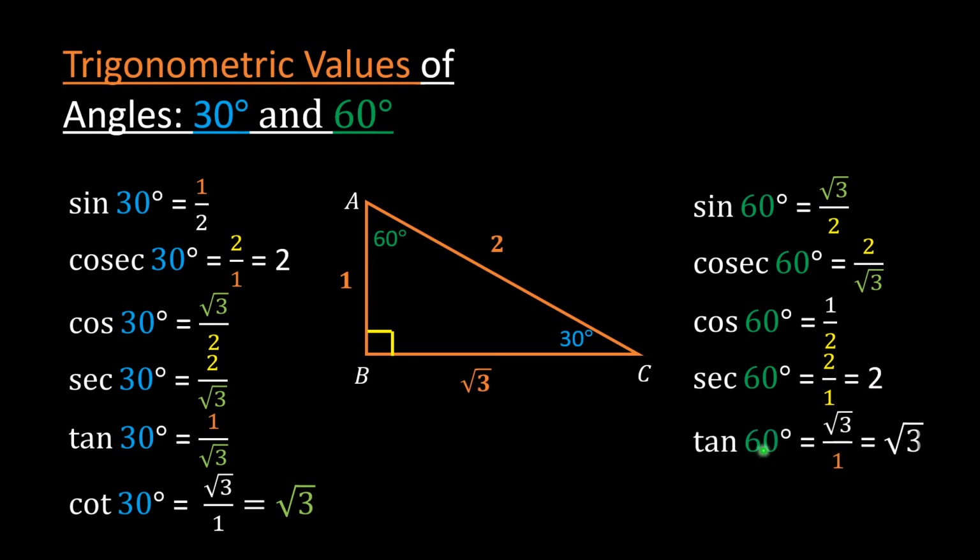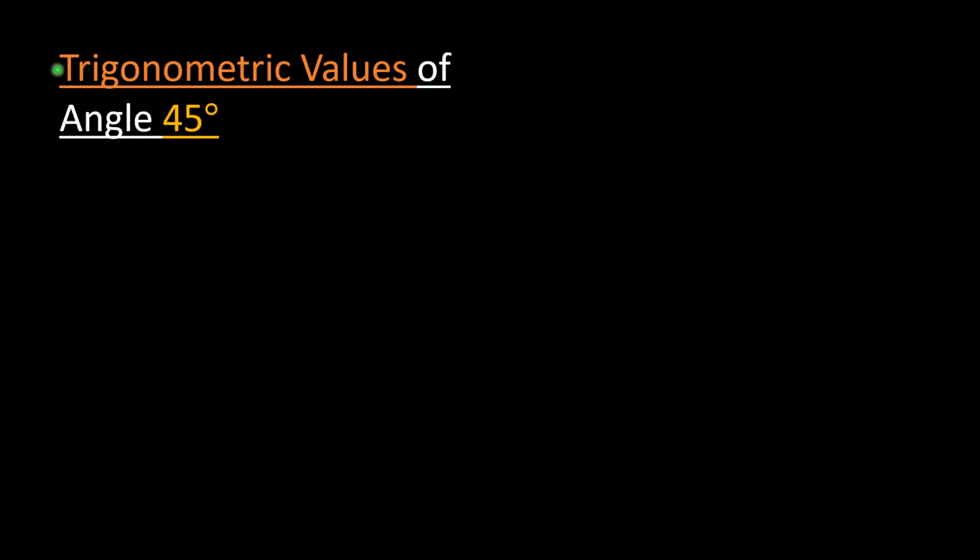Tan 60 is opposite side divided by adjacent side, that is root 3 divided by 1, which will be root 3. Cot 60 is reciprocal of tan 60, so it will be reciprocal of root 3, which will be 1 divided by root 3. Now we will write trigonometric values of angle 45 degrees.